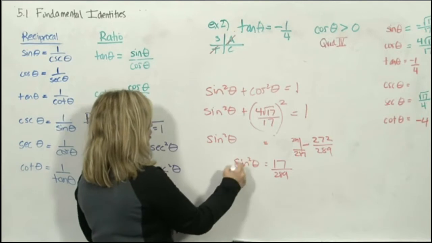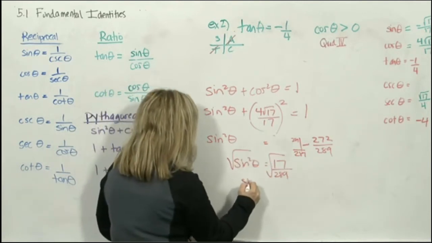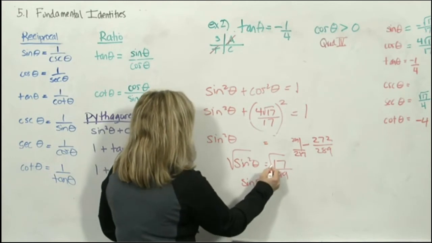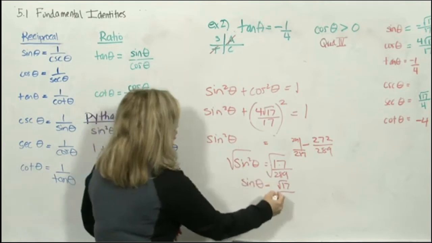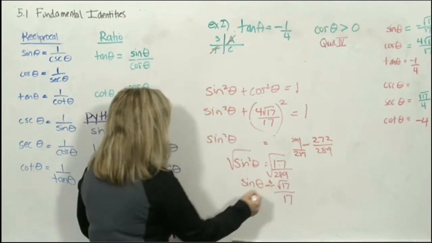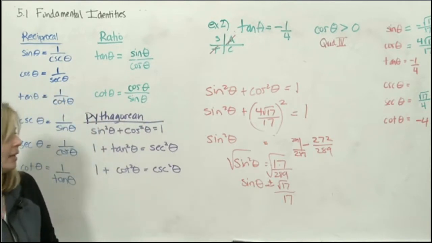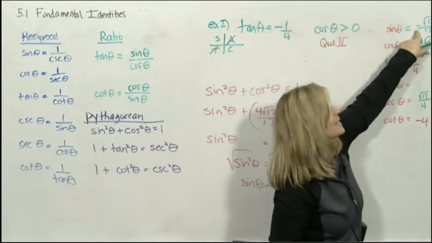And then to get rid of the square, we would do the square root. So we get sine theta. We're doing the square root of the numerator. You can't square root 17, you leave it inside. The square root of 289 is 17. But a square root is both plus or minus. That's the part you always forget. And because we're doing sine, and it's in quadrant 4, it's negative.